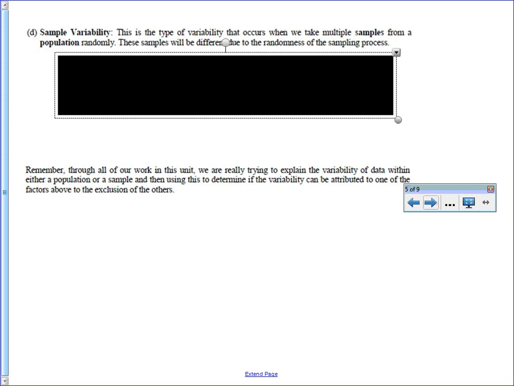Okay, so in plain words, the difference between population and sample is that population is like everyone, whereas sample is like we're randomly choosing different people. So a sample is going to be a smaller selection than the whole population. Through what we learn in this unit, we're going to try to determine if any of these different types of variability are coming up.